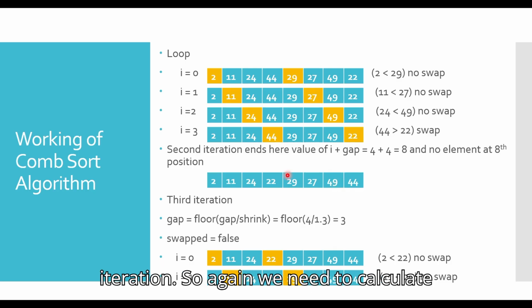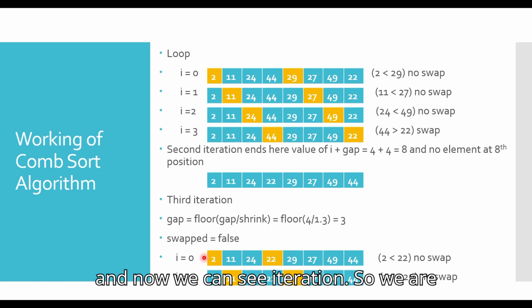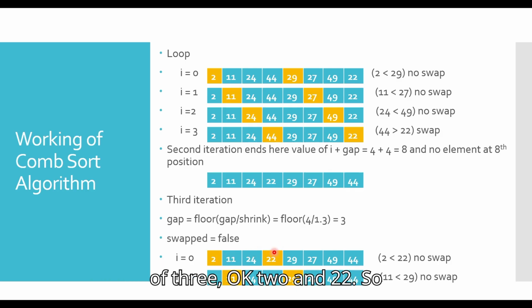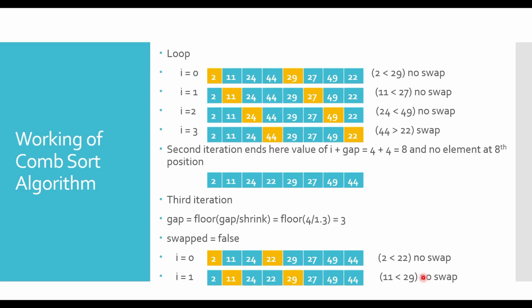Coming to the third iteration, again we need to calculate the gap. Floor of 4 by 1.3 is 3. Now we compare elements with a gap size of 3. 2 and 22: 2 is less than 22, no swapping is required. 11 and 29, no swapping is required.